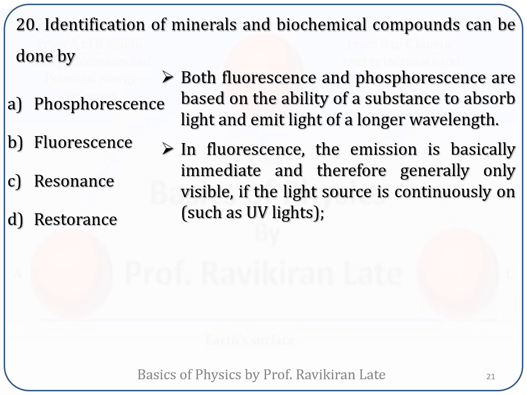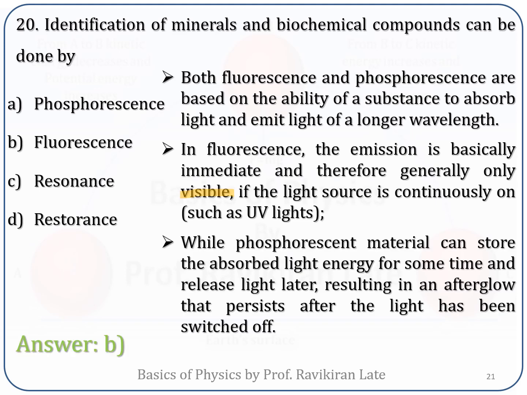Therefore, generally only visible light, if the light source continuously falls on the material, you will be getting the radiation or light emitted. While the phosphorescent material can store the light for some amount of time and then release it after some time, resulting in an afterglow that persists after the light has been switched off. This phenomenon of fluorescence is used in the identification of minerals and biochemical compounds. So it is option B which is the correct answer for this question.